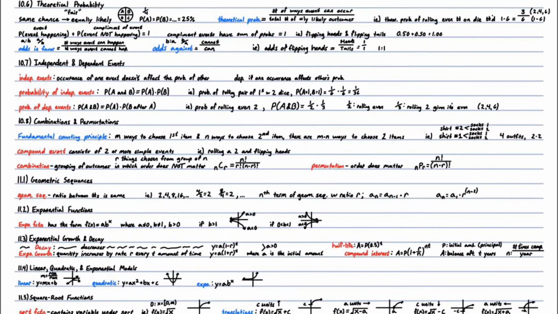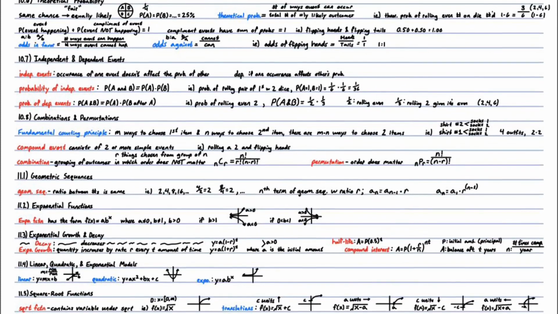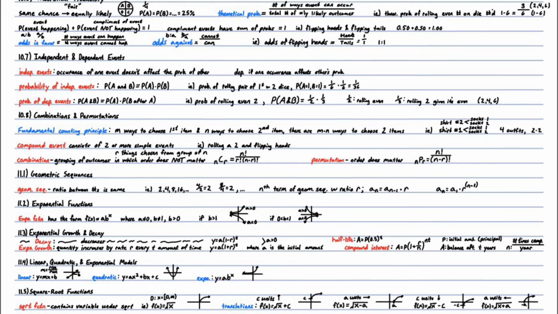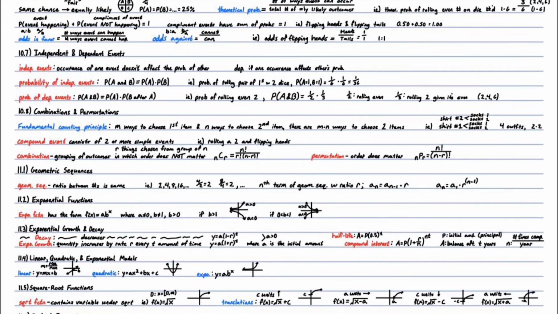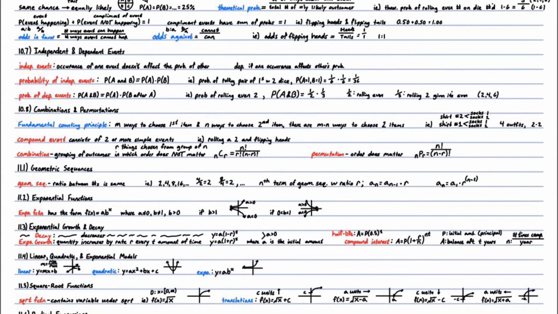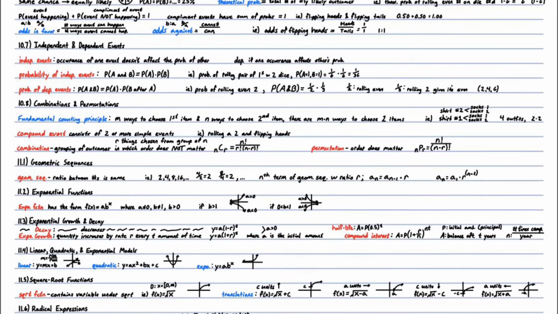Theoretical probability. Same chance means the events are equally likely to occur. Theoretical probability equals the number of ways the event can occur divided by the total number of equally likely outcomes. The probability of an event happening plus the probability of the event not happening equals 1. Complement events have probabilities that sum to 1. Odds in favor equals the number of ways the event can happen divided by the number of ways the event cannot happen. Odds against equals the number of ways the event cannot happen divided by the number of ways the event can happen.